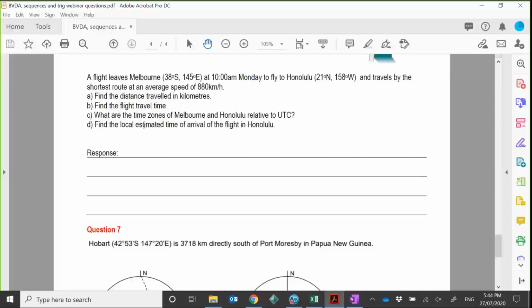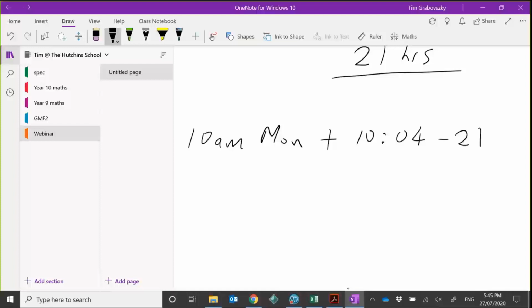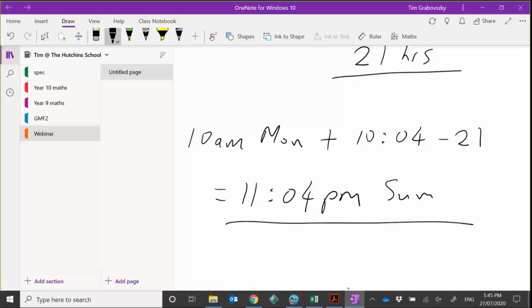Find the local estimated time of arrival. Now, remember from your formula sheet, your ETA, estimated time of arrival, you are leaving at 10 a.m. Monday. You are then adding on your travel time. It's taking you 10 hours and 4 minutes to travel. But then you have to subtract 21 because Honolulu is 21 hours behind Melbourne. Add those times together and you get 11:04 p.m. the day before, so it's Sunday night. So it's 11:04 p.m. on Sunday.